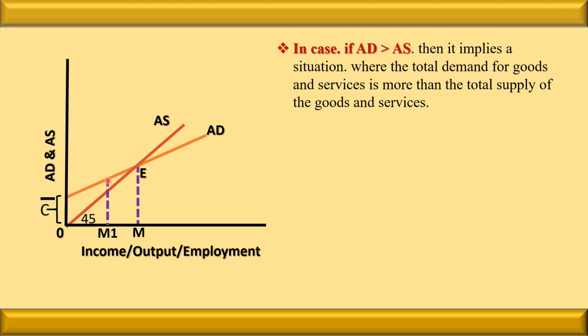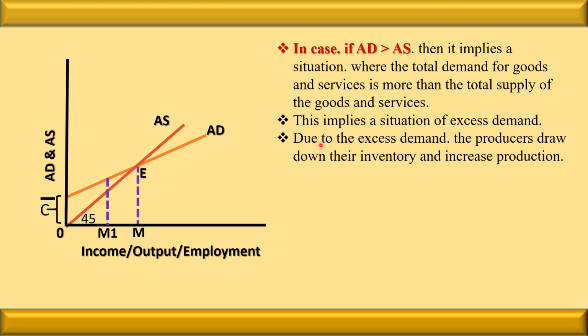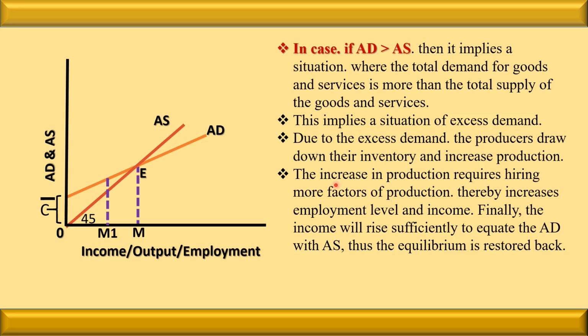Then it implies a situation where the total demand for goods and services is more than the total supply of goods and services. When the income is less, what will happen? The demand is more and the supply is less. This implies a situation of excess demand. Due to the excess demand, the producers draw down their inventory and increase the production. When the demand exceeds, what happens? The producers start taking out the raw material from their godowns and hiring factor services so that production can be increased to meet the increased demand.